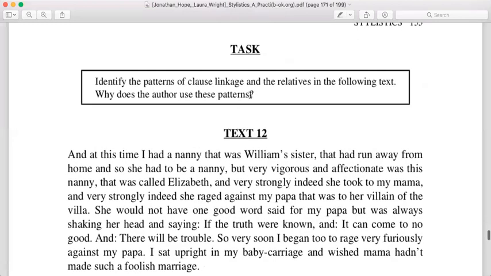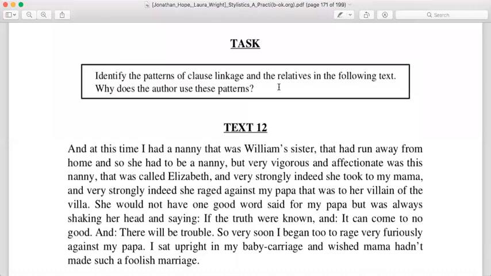Now, identify the pattern of clause linkages and the relatives in the following text. Why does the author use these patterns? Now, the first thing is, while we are speaking, the sentences are longer and there are more uses of intercalated clauses. By intercalated clauses, we mean that sentences are longer and sentences consist of a clause and then a dependent clause and the dependent clause with an independent clause.